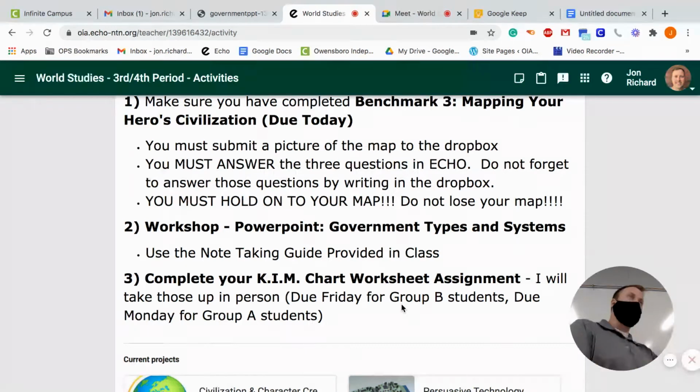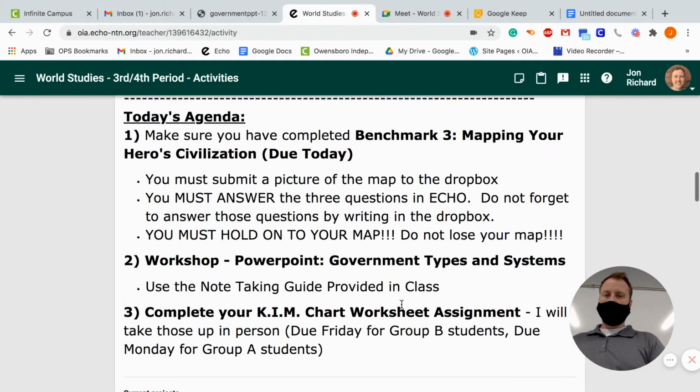So Group B is due on Friday. Group A, you have until Monday. Okay, but we have gone through those terms together. It's not really a big assignment. It's more of a study tool than anything.